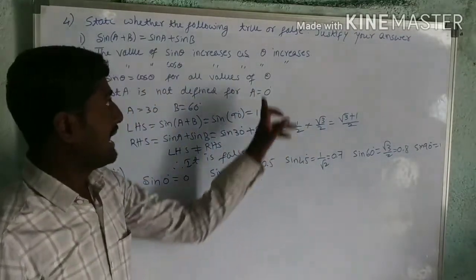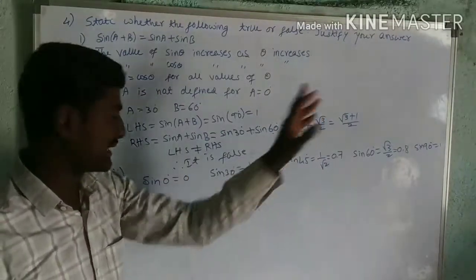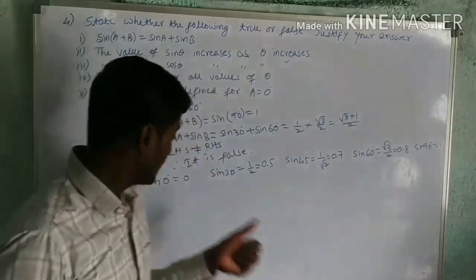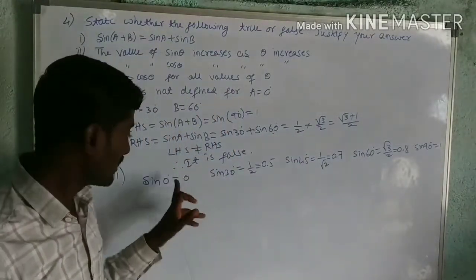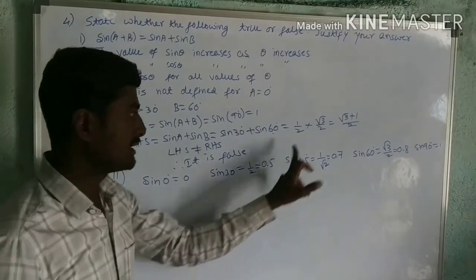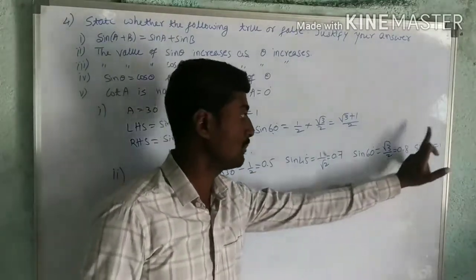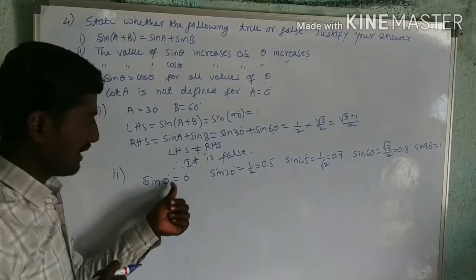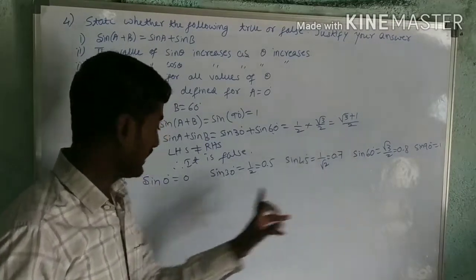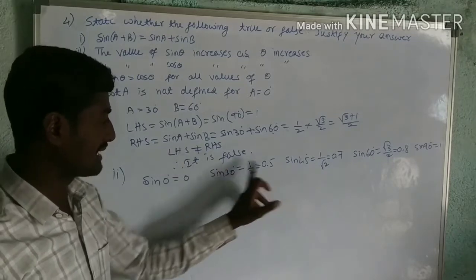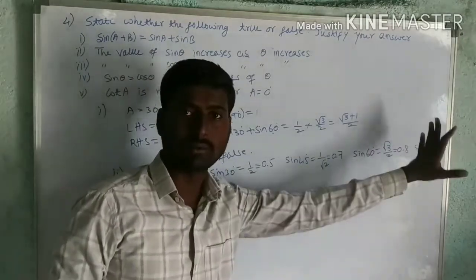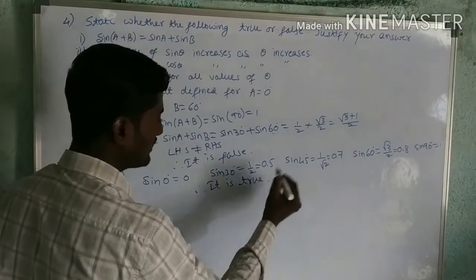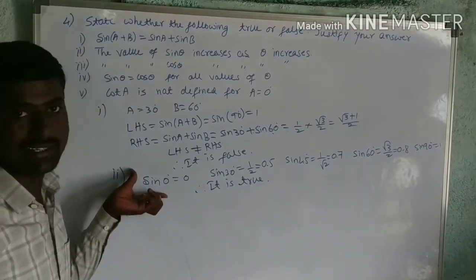Let us see. As theta goes on increasing, 0 degrees, then 30 degrees, 45 degrees, 60 degrees, 90 degrees, I have to check whether the total value is increasing or not. 0, then 0.5 increasing, then 0.7 increasing, then 0.8 increasing, then 1 increasing. So therefore the statement is true, because as the theta value increases, the sin of that theta is increasing. Therefore it is true. This is the justification I can say.